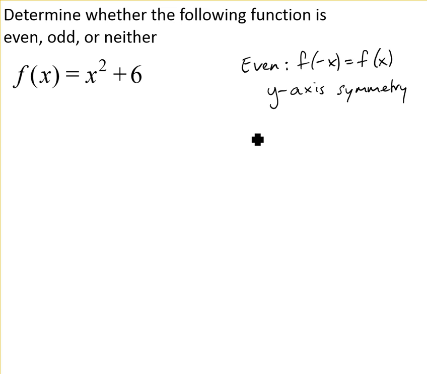A function is defined to be odd if f of negative x equals negative f of x. So that's saying that the y coordinates are opposites whenever the x coordinates are opposites. That generates a graph with what is called origin symmetry.